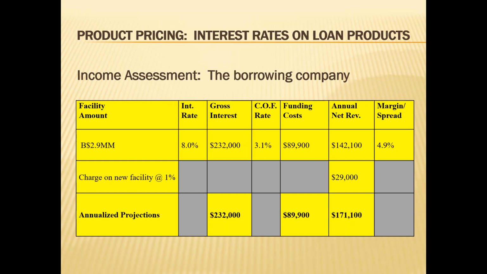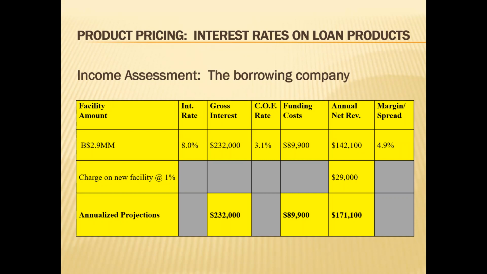But then they may also have overdraft facilities, they may have other facilities. So each one of those will be broken down into your interest rate, your cost of funds rate, and your annual net revenue. And then of course, if there are any fees associated with it, you can see with each facility the amount that the fees are.